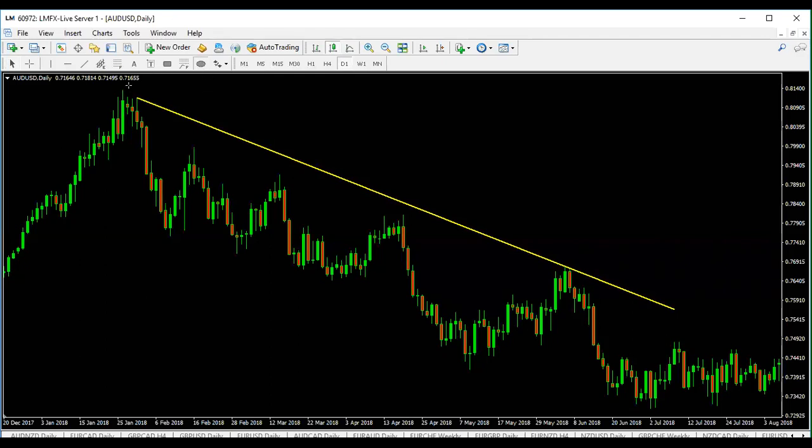Well, we have our first point of contact here. Okay. Then we have our second point of contact here. That is what makes our trend line a valid trend line. Okay, some people say you can go like this. Okay, now we have 3 points of contact. Don't worry about this. This is a forecasting right here, okay?